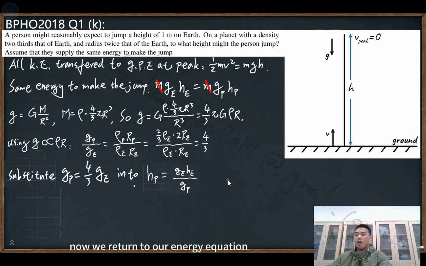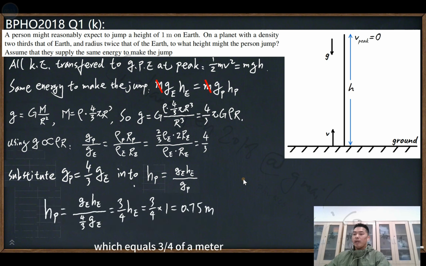Now we return to our energy equation. Height on the new planet equals gravity on Earth times jump height on Earth divided by gravity on the new planet. Plugging in g planet equals 4/3 of g Earth, we get the jump height on the new planet is 3/4 times the jump height on Earth, which equals 3/4 of a meter. Therefore, the person would be able to jump 0.75 meters high on the new planet. And that's the answer for the question.